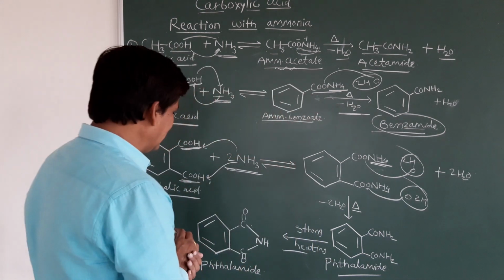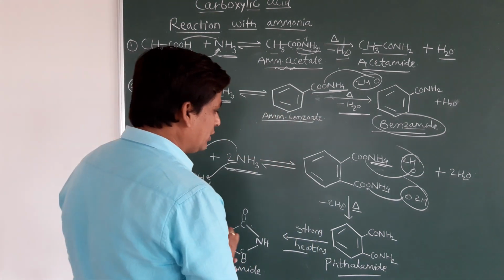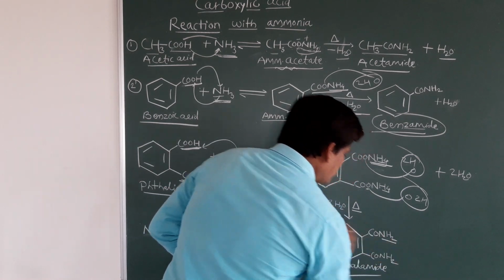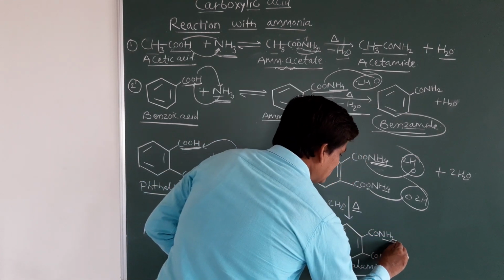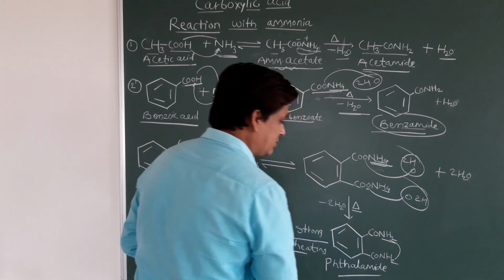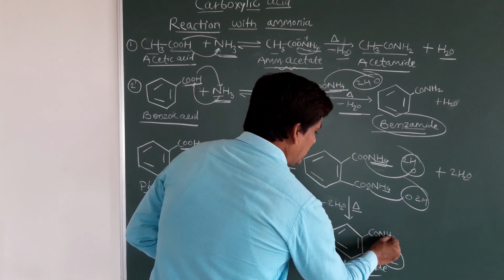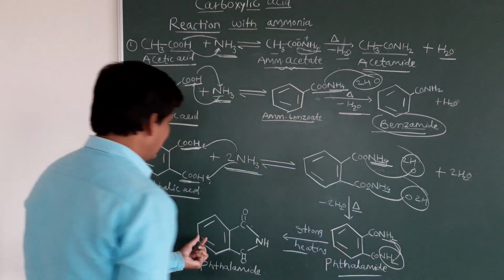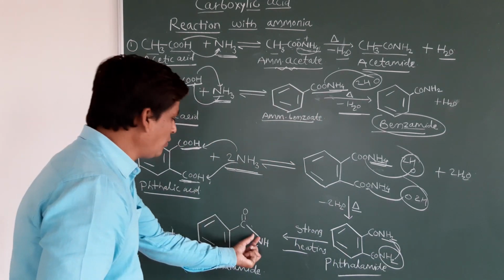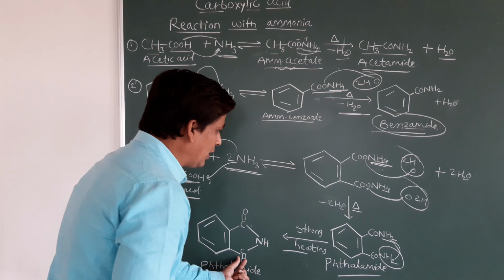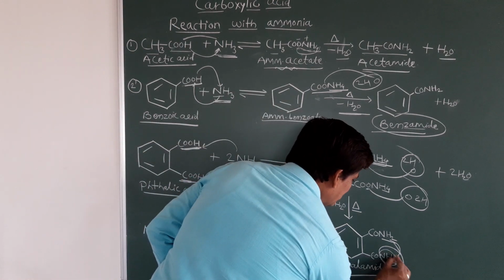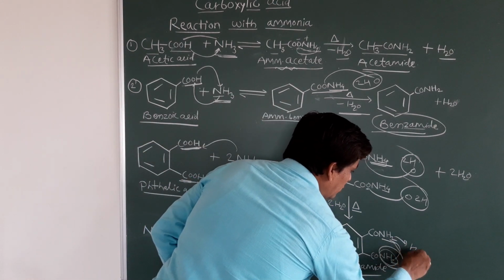So on strong heating, the ammonia molecule will be removed like this. From this NH2, one hydrogen, and from this NH2, that means an NH3 molecule will be removed. And what remains now? CO and NH, that is CONH, like this: benzene ring, C double bond O, NH, benzene ring, C double bond O, NH. So this NH2 group is removed, and from this NH2 one more hydrogen is removed.